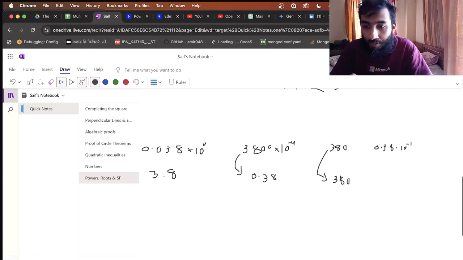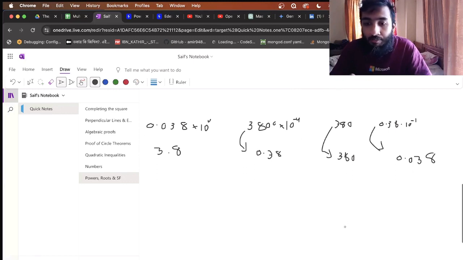Okay, so if I look at the fourth number, what is it? 0.38 multiplied by 10 to the power minus 1. Because the power is minus 1, we shift the point by one place. So the result would be 0.038. So now we have a clearer idea of what is the smallest and what is the biggest.